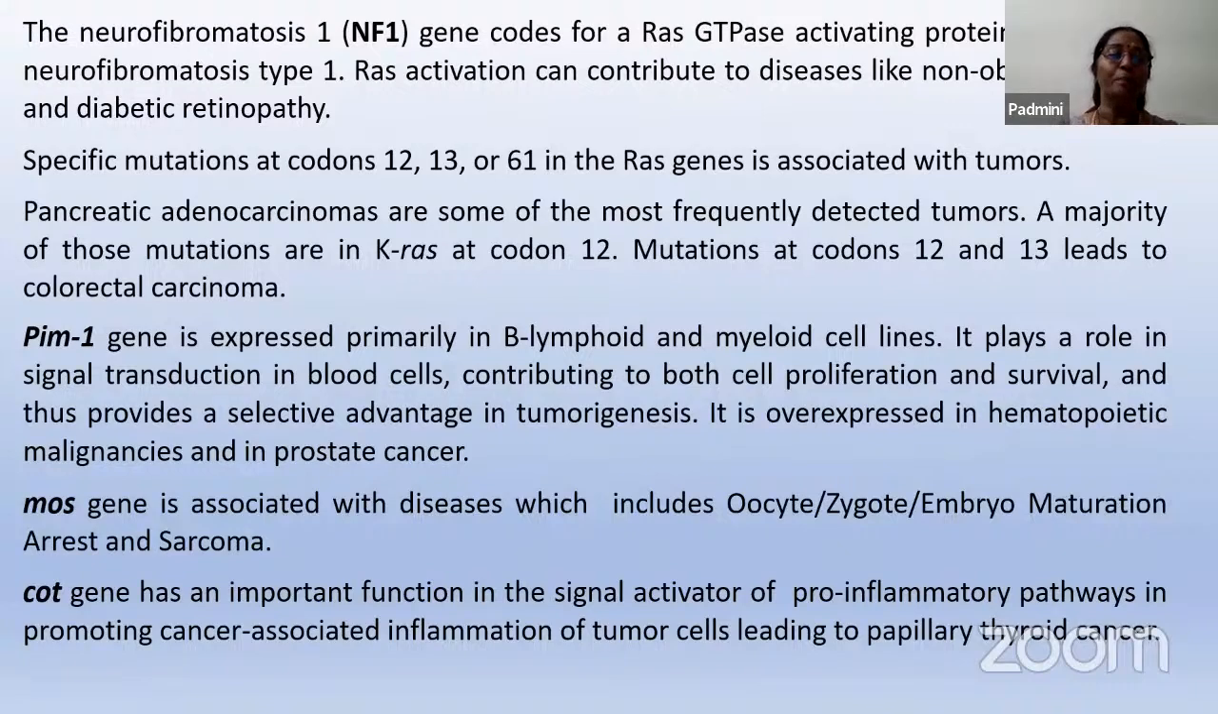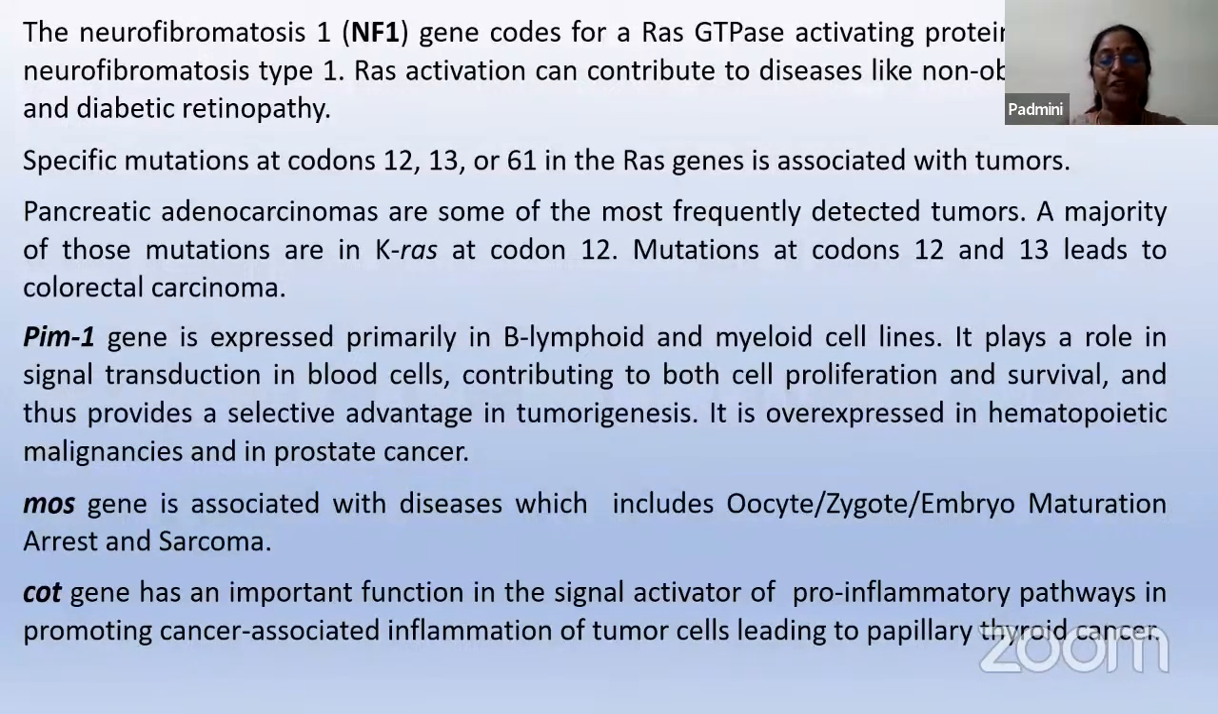Then you have one more gene called the PIM1 gene, expressed primarily in B lymphoid and myeloid cell lines. Remember, B cells and the myeloid cell lines. It leads to signal transduction in the blood cells, contributing to both cell proliferation and cell signaling, which provides a selective advantage in tumorigenesis. It is overexpressed in different types of malignancies. Mostly you also find them in prostate cancers.